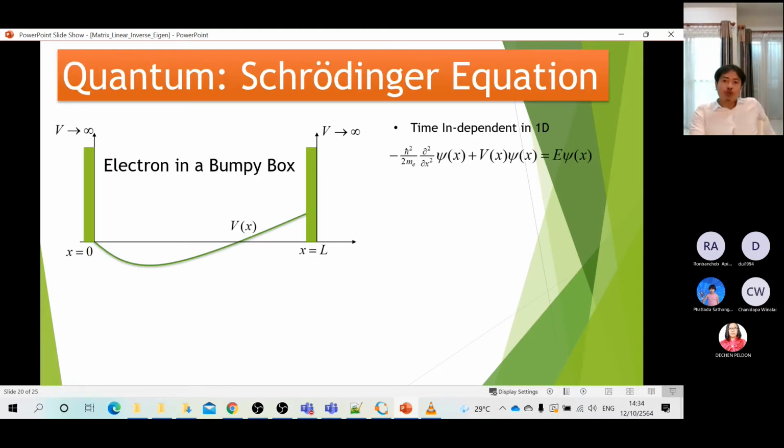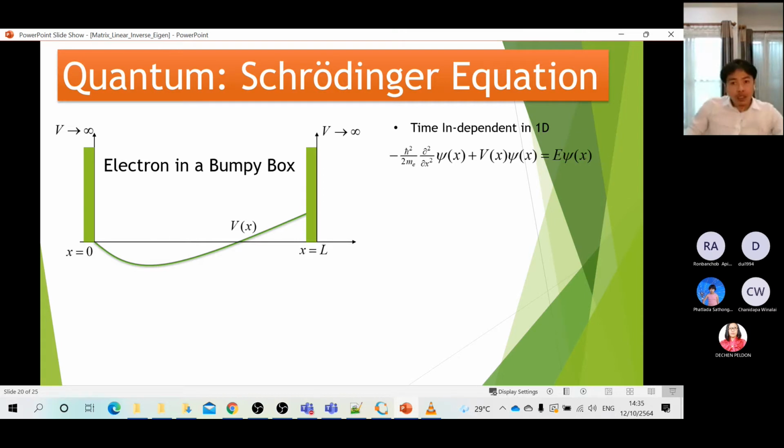Now let's go to quantum mechanics. Okay, the Schrodinger equation. In this exercise, this case study, we are going to practice how to turn a calculus equation into matrix form. How do we do that? We can do this with what we call an electron in a bumpy box.